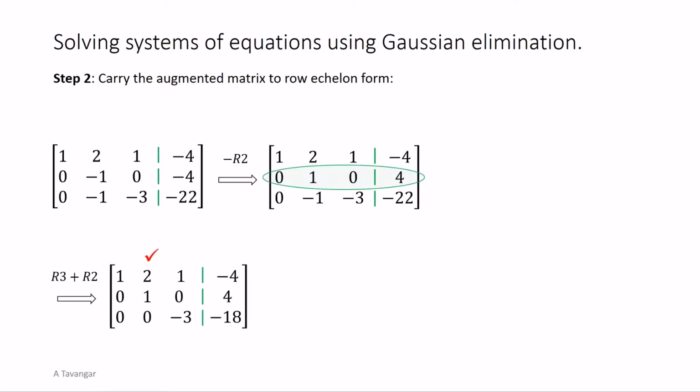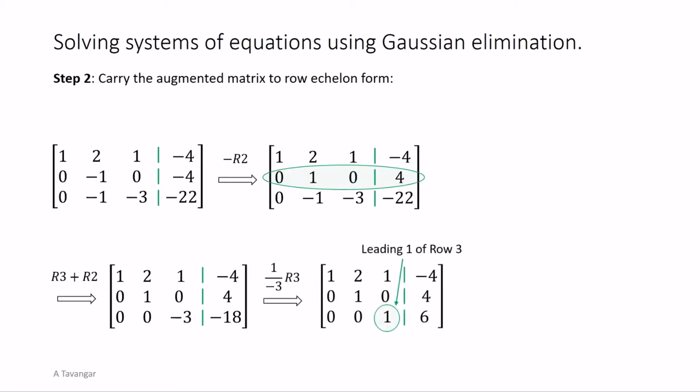Then we move to the third column. -3 is the leading entry of row 3. We need to make it 1 by multiplying the third row by 1 over -3. This is now the leading 1 of row 3. This completes the work on column 3.